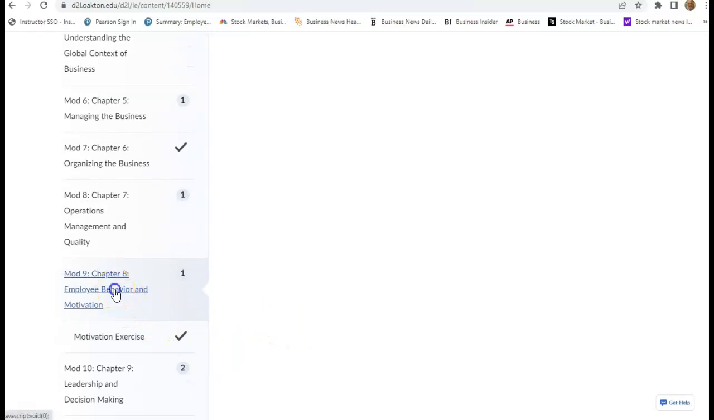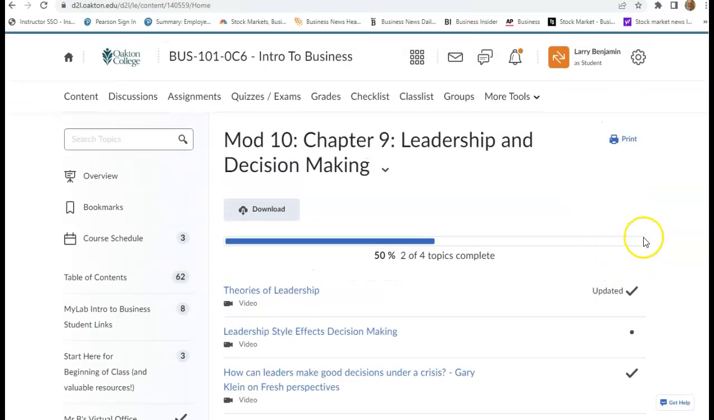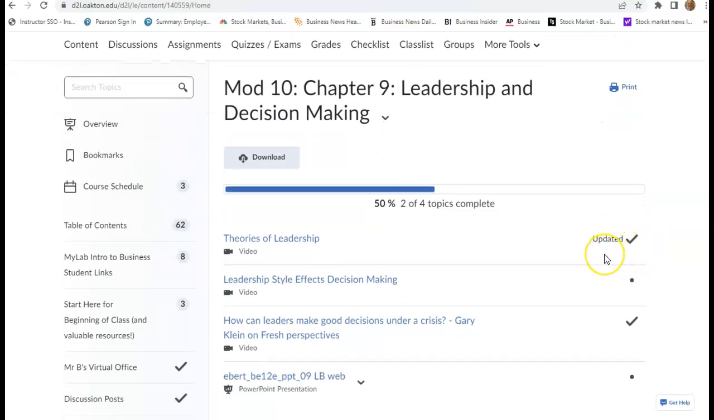Chapter 9. I'm sorry, chapter 9 here, we're going to talk about leadership. Leadership is not the same as management. A lot of times people think of those things as being interchangeable, and they're not. In fact, a lot of literature gets the topics confused pretty frequently.